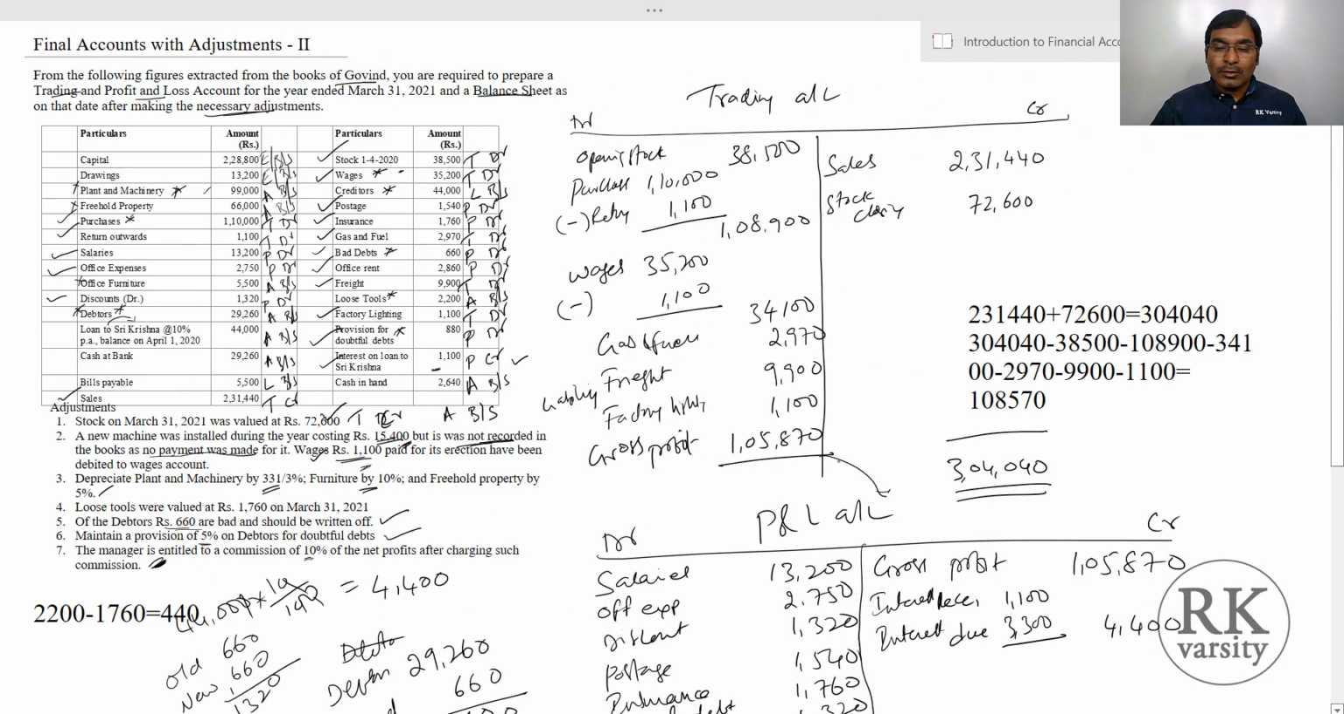So our gross profit is just, I made a typing error here. This is 1,08,570. Instead of 1,08,570, I wrote this as 1,05,870. This is a small error here.